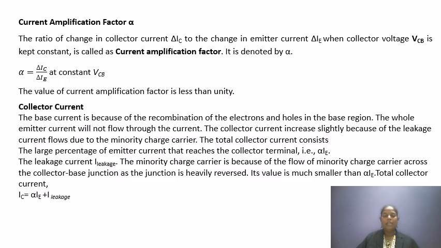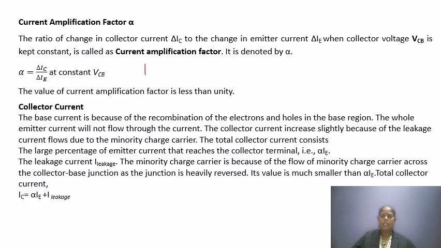Last is the current amplification. Let us check how much the current is amplified, whether it increases or decreases. What is the formula for this? The ratio of change in collector current IC to change in emitter current IE with the output voltage, collector voltage VCB, kept constant. Almost IC and IE are the same. Here it is a common base, so all the current flowing from the emitter is flowing towards the collector.